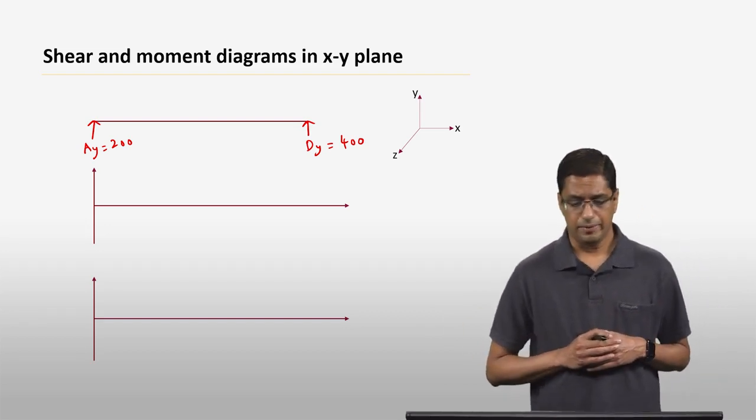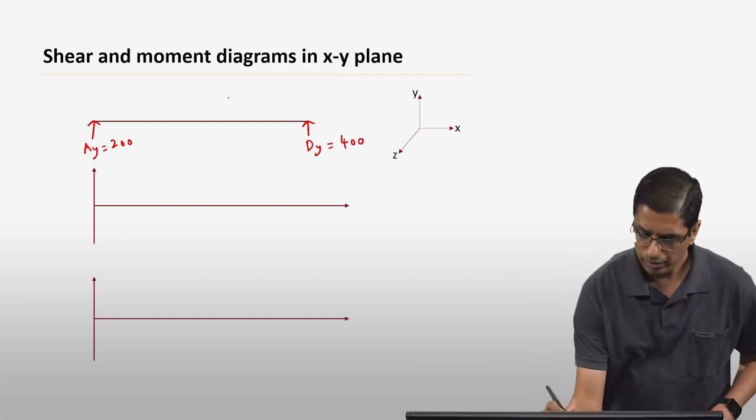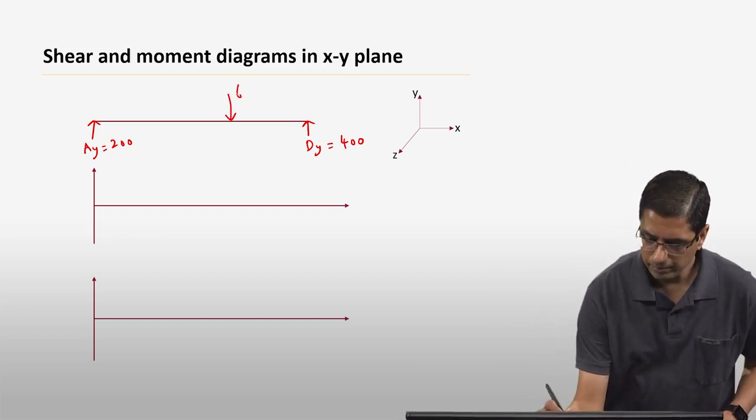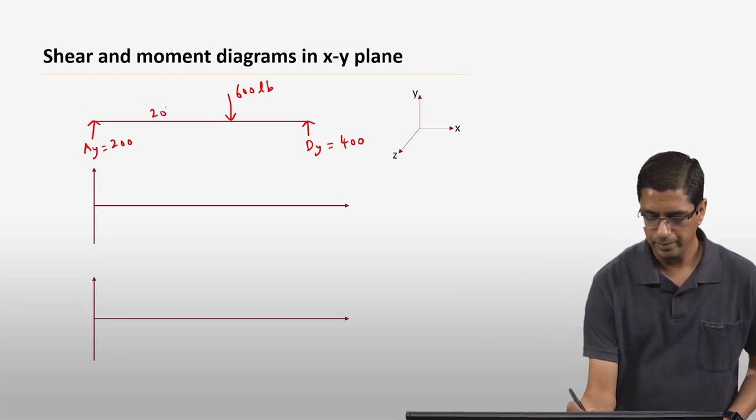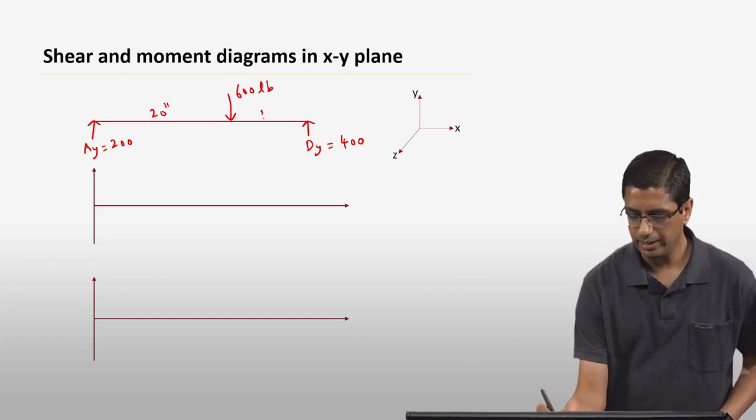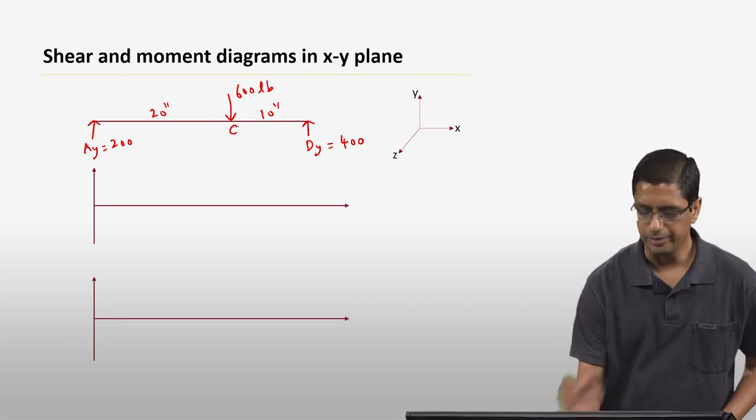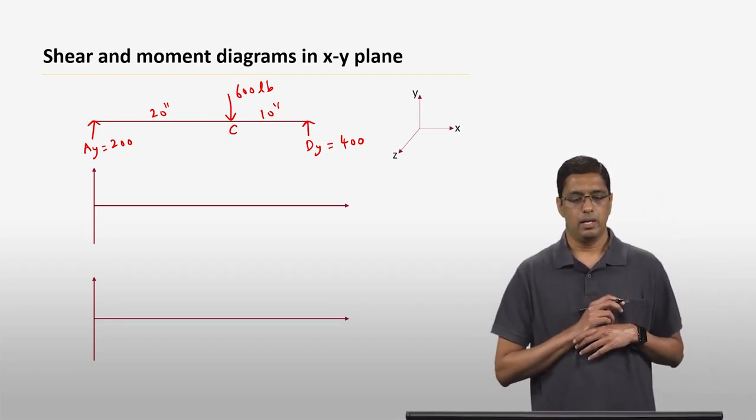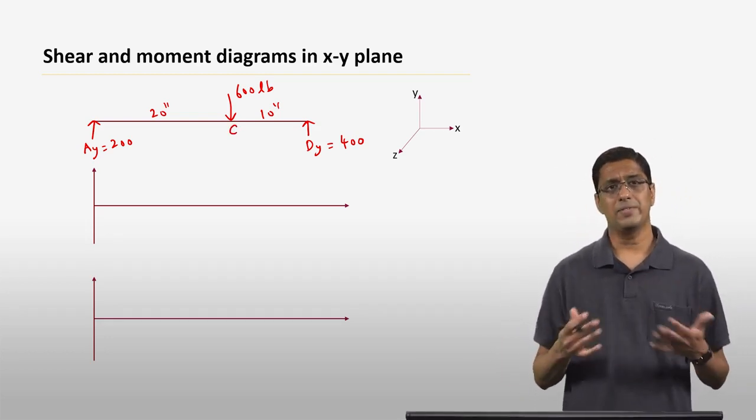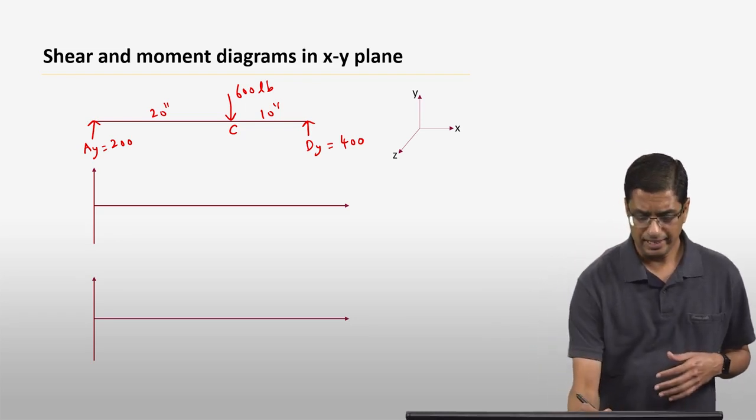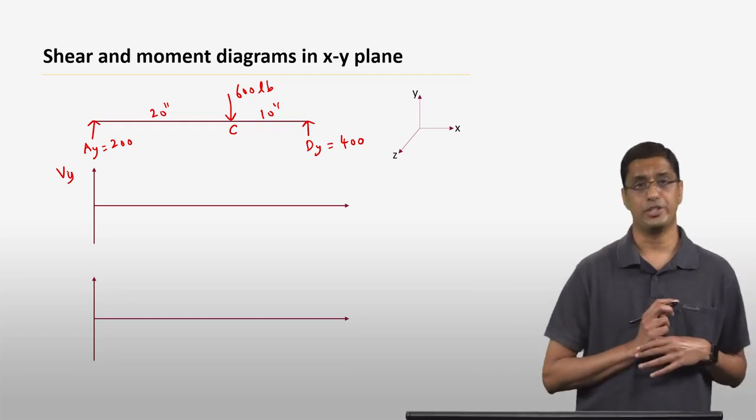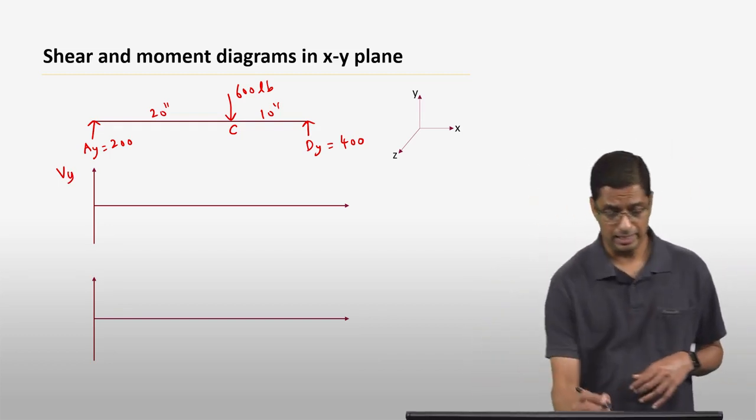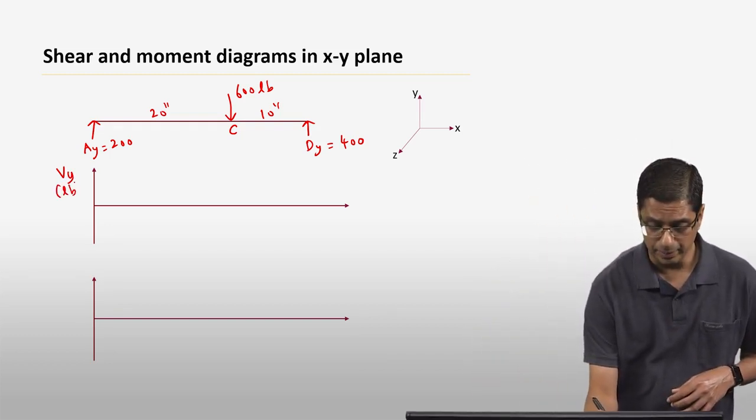And we also know that there is a force of 600 pounds at this point. So this is 20 inches, and this is 10 inches, and this is point C. So once we have the free body diagram, it is fairly easy to construct the shear and moment diagram, and this will be shear Vy, and it is going to be in pounds.